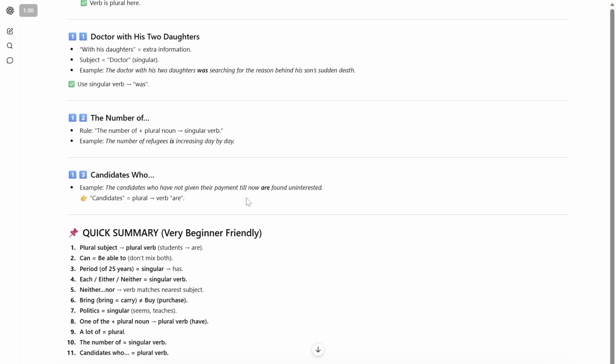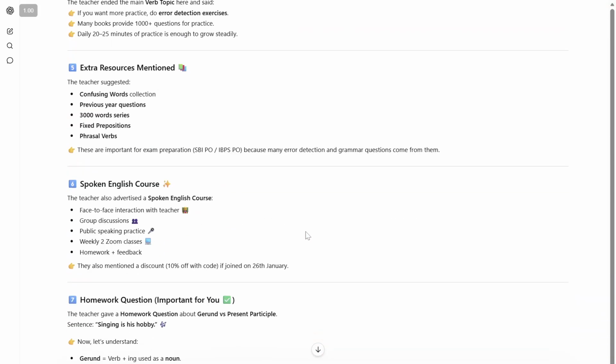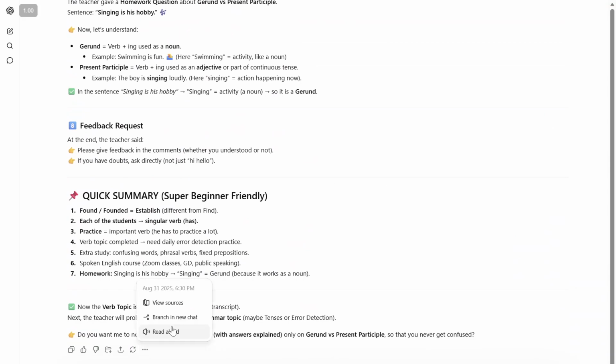8, one of the plus plural noun, plural verb, have. 9, a lot of was plural. 10, the number of equals singular verb. 11, candidates who equals plural verb. So far, you are doing great. Don't worry if you feel confused. English grammar looks big, but step by step, it becomes easy.